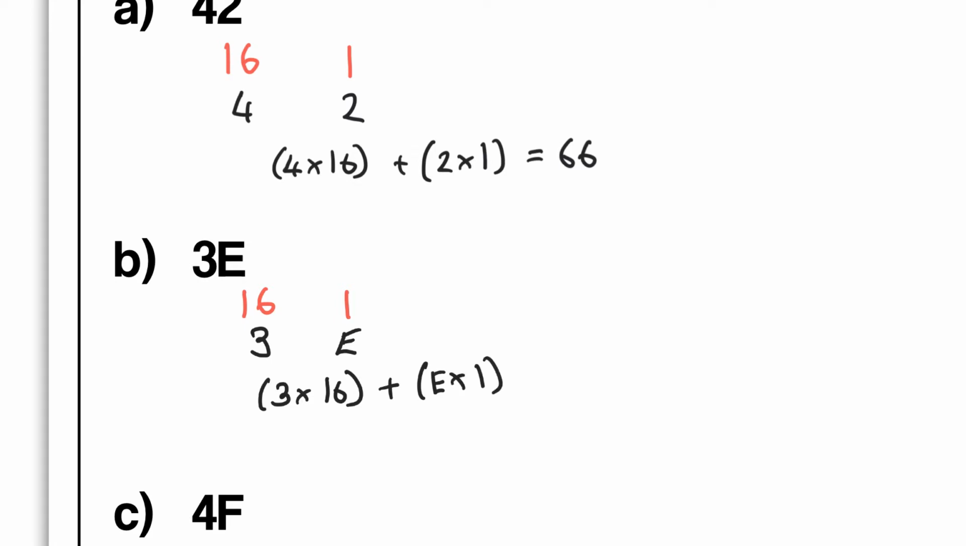Now, of course, e actually isn't a number, and I can't see what it was from the previous page, but I remember that f is 15. I go back 1, and so e is 14. 14 times 1. So 3 times 16 is 48. Plus 14 is going to give me 62.